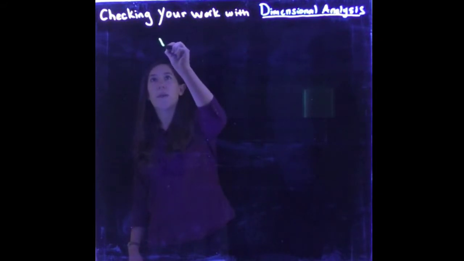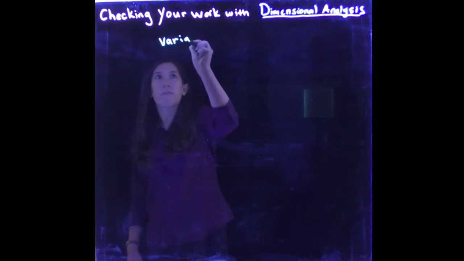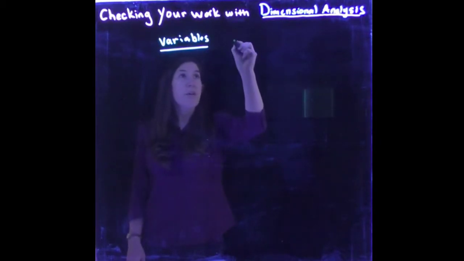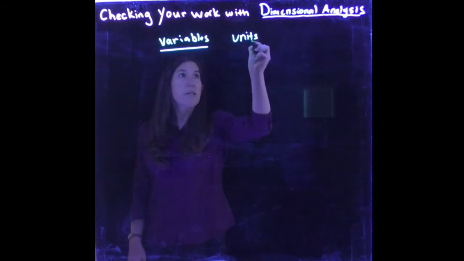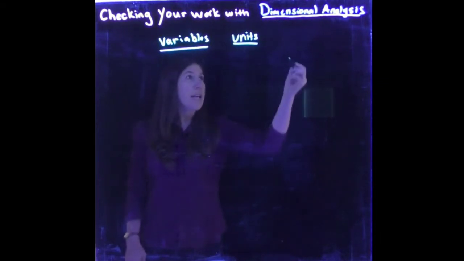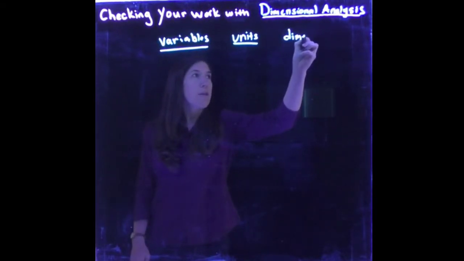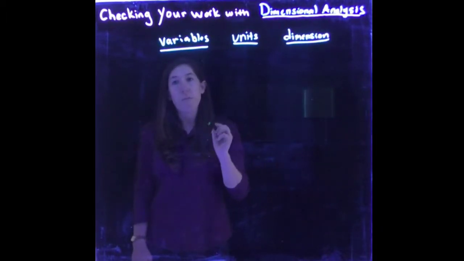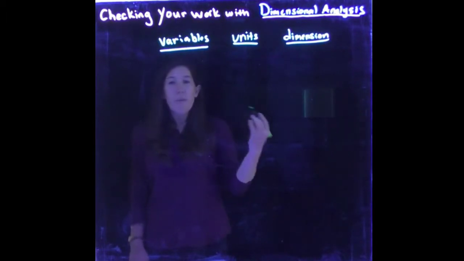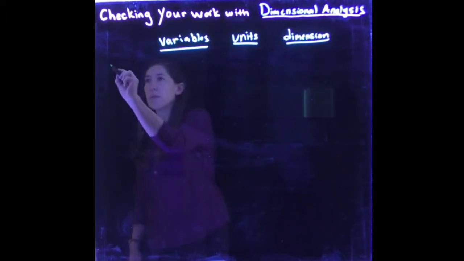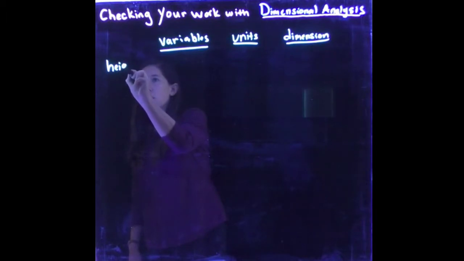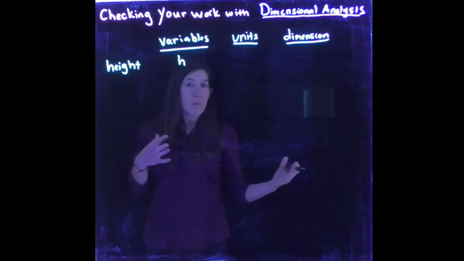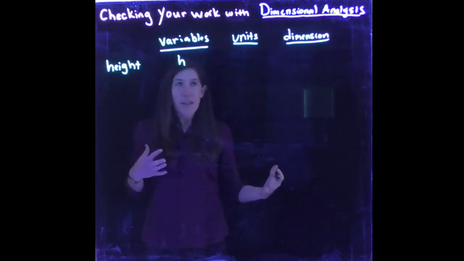So we'll look at some variables. And then we'll consider what units we might use to measure these variables. And then finally, what is the dimension of the variable, and how is that different from units? So for instance, maybe you want to measure the height of a tree. So we'll start with height. We could represent this by the letter h. That's our variable that we might do some calculation with.